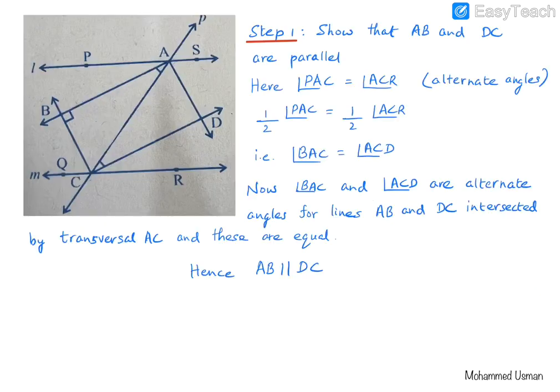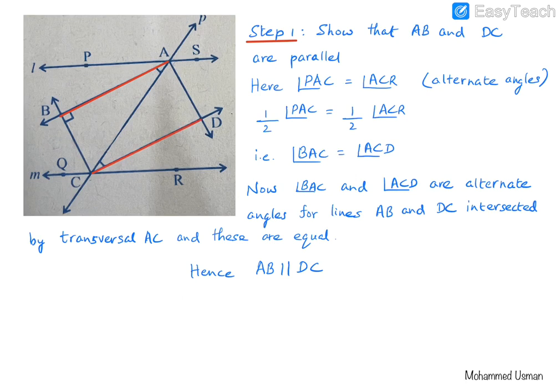So this is our first step. We are going to show that the line AB and DC are parallel. Let me mark that line AB with a red line here. So we are going to show that this line and the line DC are parallel.